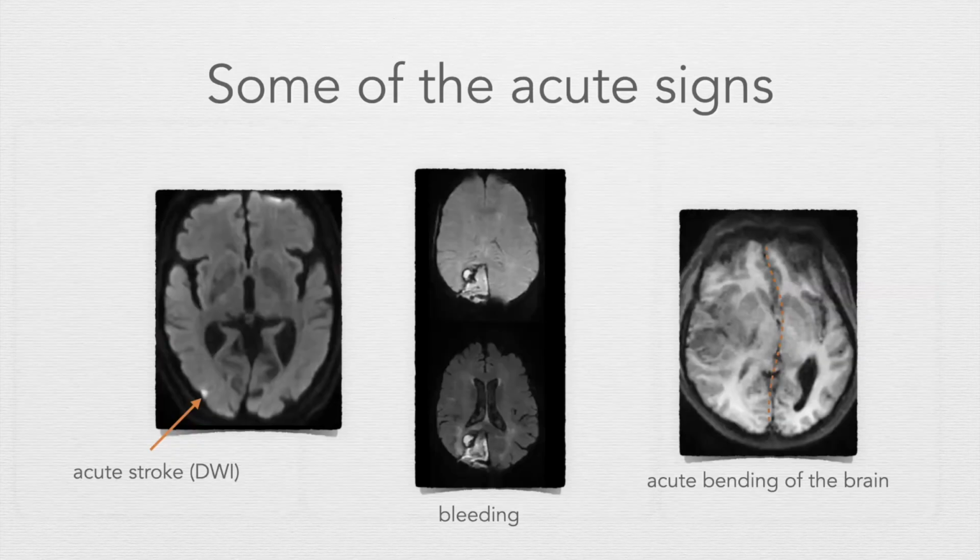But we do want to see the acute stroke. We do want to see the bleeding. We do also want to see the acute bending of the brain, which is an indicator that the patient has a herniation and something acute is happening to the patient. So these are what we desire to find. But this deep learning is a new thing for us in our group, and it's a bit of a side project at this point.